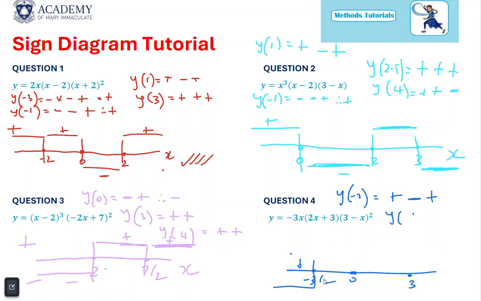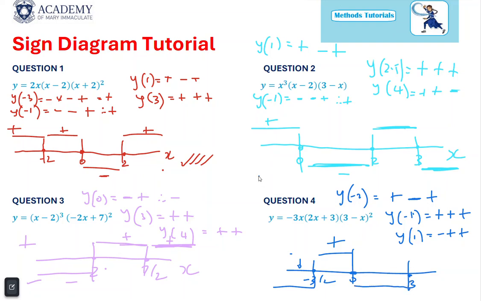Y of -1 will be negative times negative is positive. -1, so that's -2 plus 3 is positive, and anything squared is positive. So we're up here at positive. Y of 1 will be negative. 1 plus 3 is positive. Positive, so that gives me a negative.